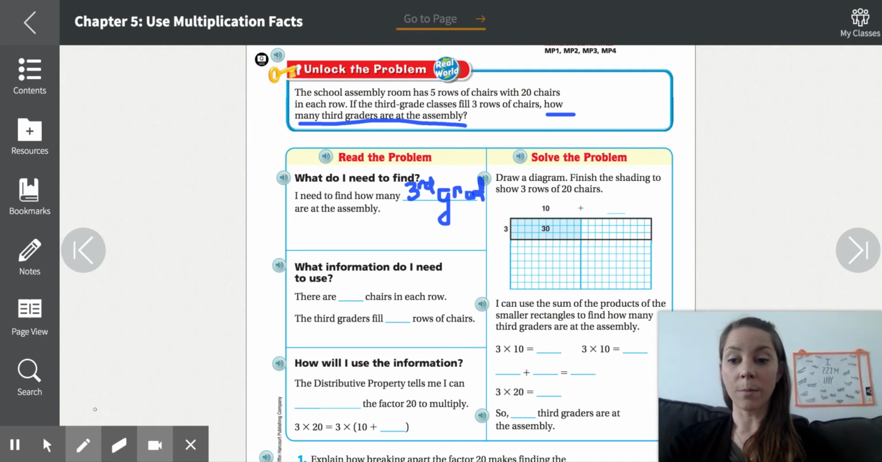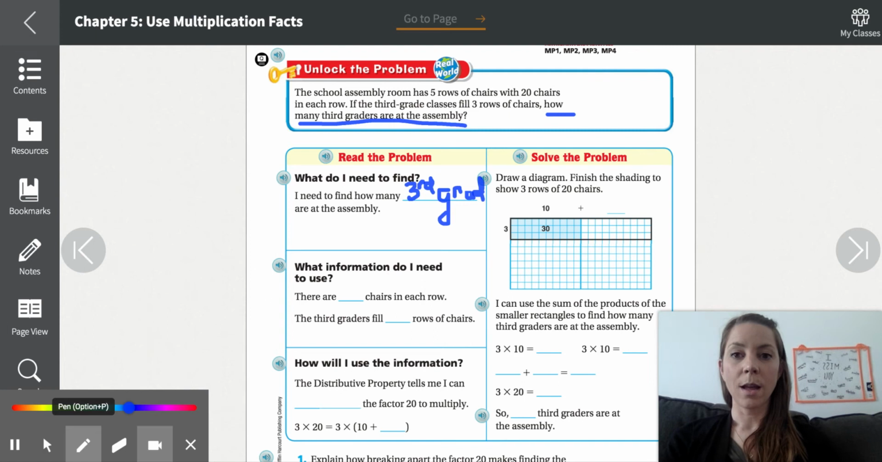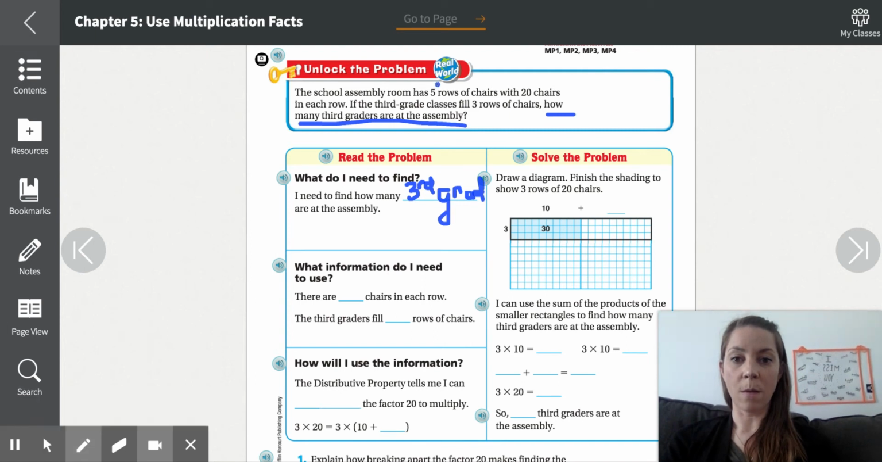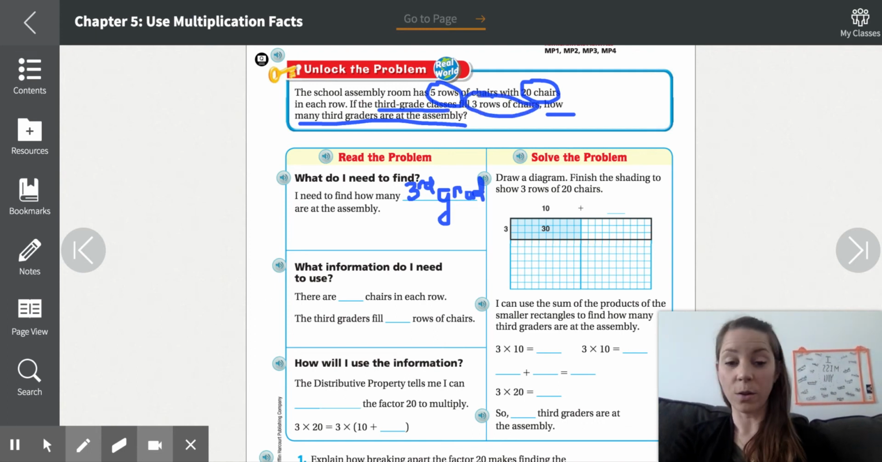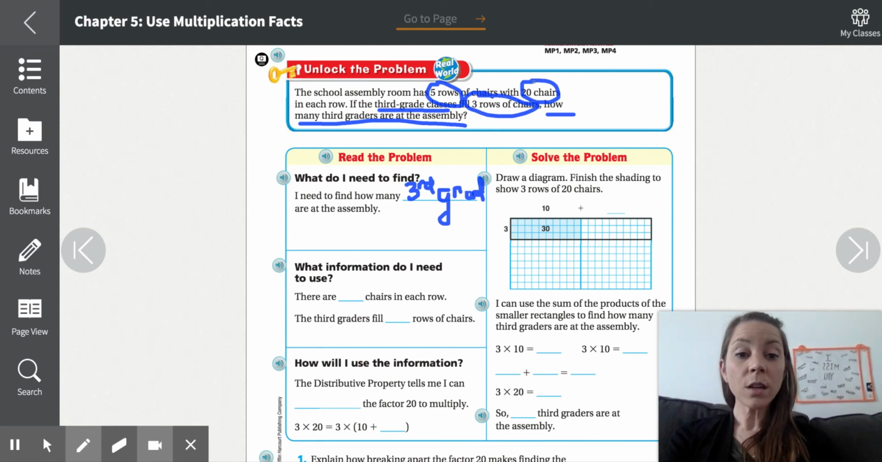Okay, then I'm going to go back and I'm going to think about what are my clues that are going to help me with solving this problem. I know that there's 5 rows of chairs and there's 20 chairs in each row. And the third graders are only going to fill 3 rows of chairs. So they kind of gave you an extra clue that you didn't really even need. So I do need to use the 20 chairs in each row because they're filling rows. But I only need to count the rows that the third graders are in. So which one of these numbers of rows are the third graders in? Just the 3.